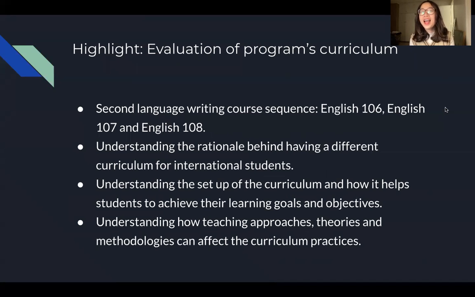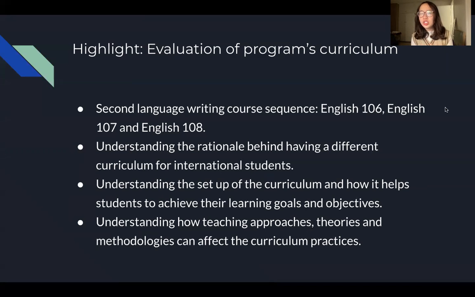Sorry. So the second language writing program has three courses: English 106, 107, and 108. However, it started out with just two courses, English 107 and English 108, which would be equivalent to English 101 and English 102 for US domestic students.